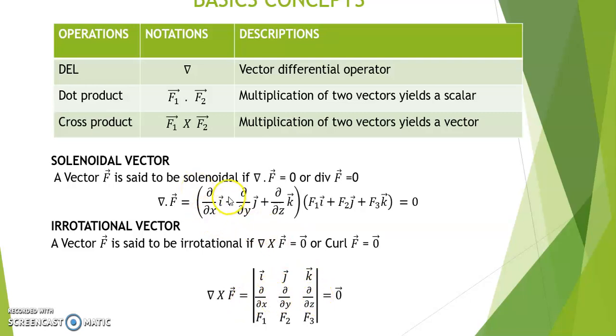∂/∂x, ∂/∂y, ∂/∂z. And the third row will be coming from the F vector, F1, F2 and F3. You know how to expand a 3 cross 3 determinant. And suppose the answer is equal to 0, then the vector is called irrotational.